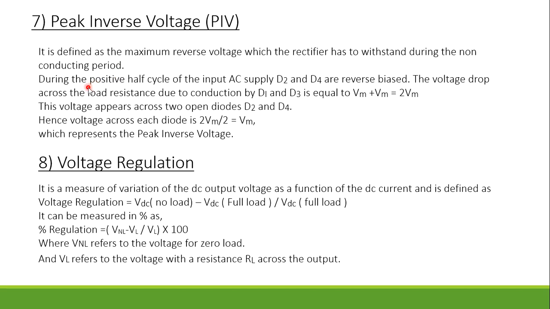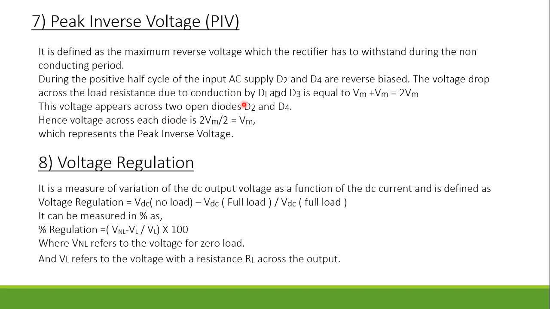Now we can see the working of the full wave rectifier is such that during the positive half cycle, the diodes D2 and D4 don't conduct. Only D1 and D3 conduct. In this positive half cycle of the input AC supply, D2 and D4 are reverse biased. So the voltage drop across the load resistance due to conduction by D1 and D3 is equal to Vm plus Vm, which is 2 Vm, correct? But D2 and D4 are reverse biased and non-conducting, correct?